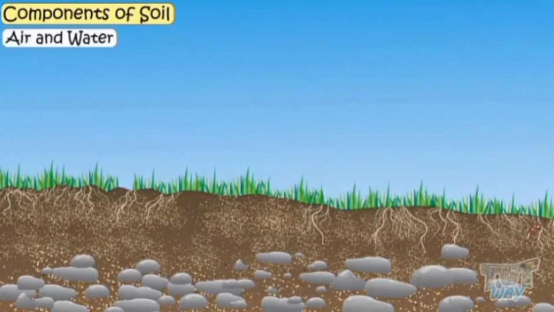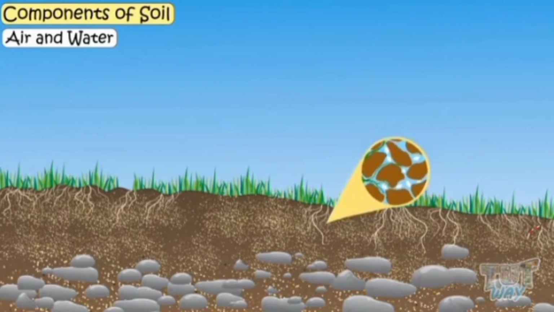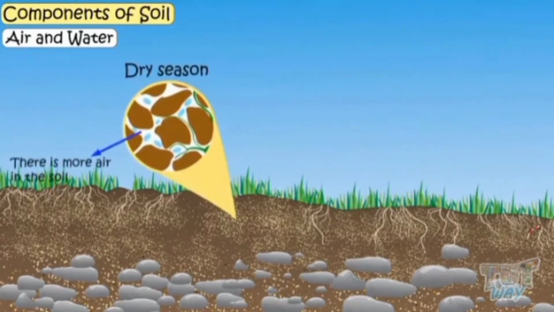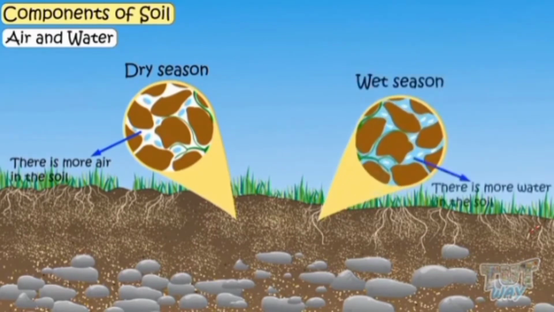Air and water. Air and water are present inside the soil pores. During the dry season, air is more in the soil, and during the wet season, water is more inside the soil.